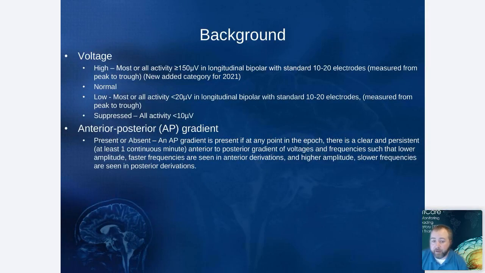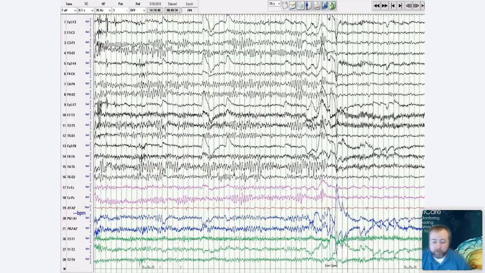Now the next thing to mention is going to be the anterior-posterior gradient. And this is just going to be either present or absent. Your anterior-posterior gradient is going to be very simple. We'll just go to this pattern again, showing PDR. Here, your alpha is going to be higher in the posterior electrodes. So anterior to posterior, it gains in amplitude.